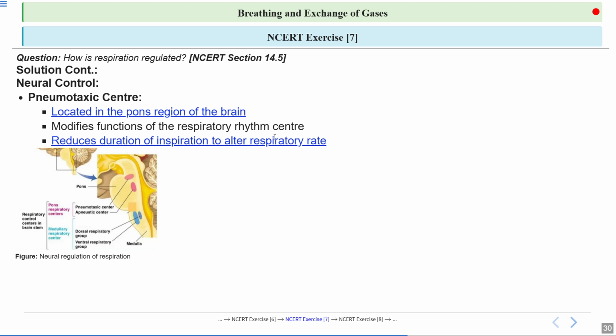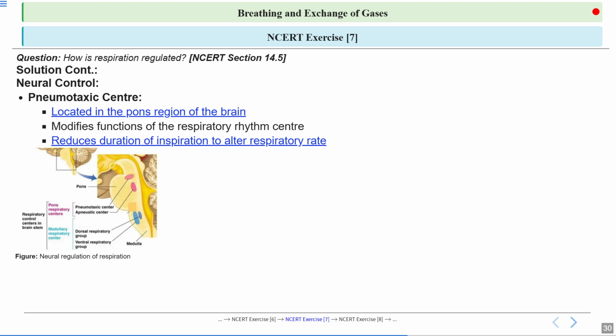See, your respiration changes when you go to a very high altitude. At that time, you have to increase the rate of respiration because oxygen availability is very less. So at that time, you have to breathe at a faster rate. So who is modifying the function of the respiratory rhythm center at that time? This pneumotaxic center. What does the pneumotaxic center do?